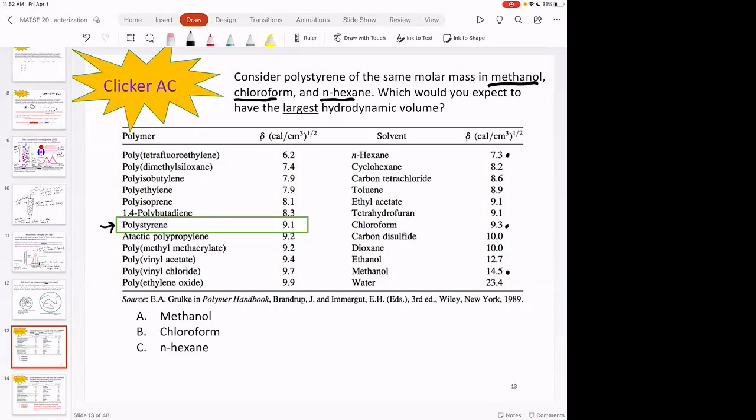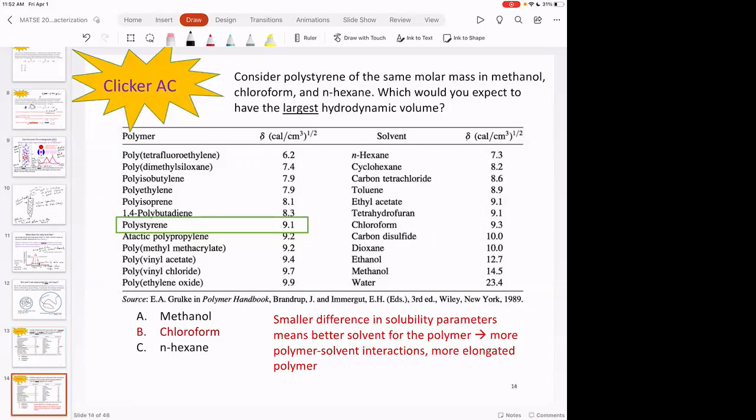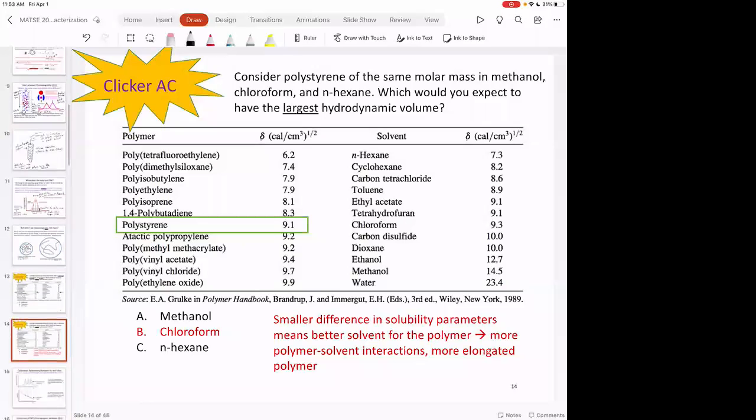And so the polymer coil is going to be more expanded when you have a solubility parameter that is close to what the polymer is. And so you can pick that off and you can say that the smaller difference in solubility parameter, or the more similar the solubility parameters are, the more elongated the polymer chain is. And so that's really interesting. Now you can get qualitative comparisons between polymer size, looking at different solvents, etc. Okay.